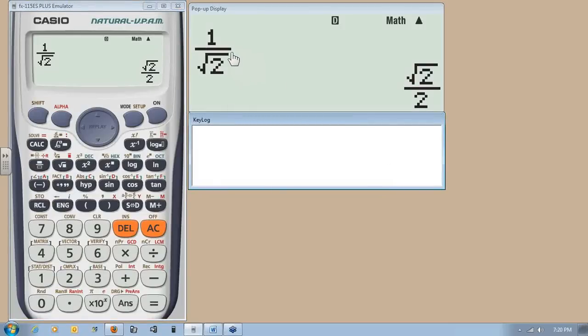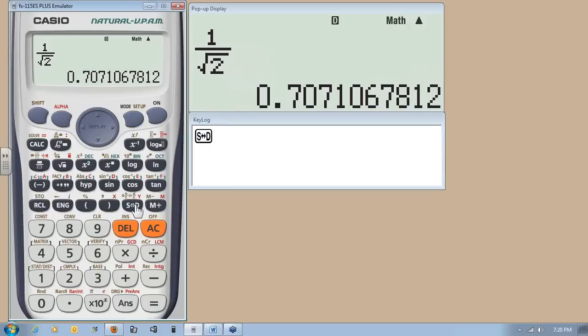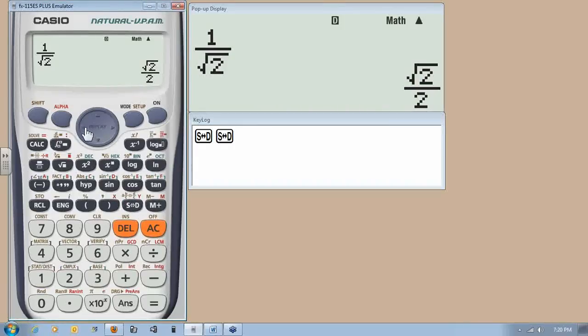The teachable moment is, what did the calculator do to get from 1 over the square root of 2 to the square root of 2 over 2? Hopefully students will realize that taking the square root of 2 and dividing by 2 is a much easier operation than it is to go the other way.